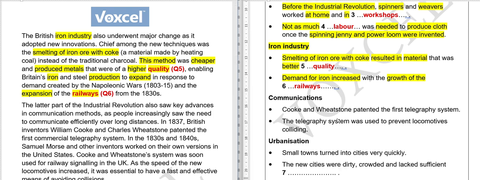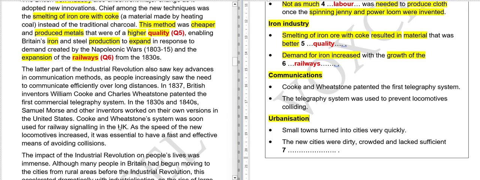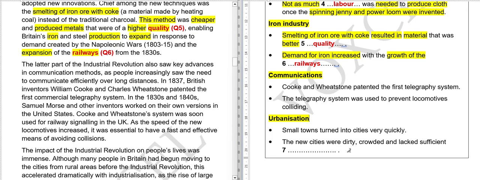Moving on to the last question. We will now read something about communications, but we don't have to worry too much about that. And then urbanization. So our answer is in urbanization. So let's see where is urbanization, and then we will read our question.